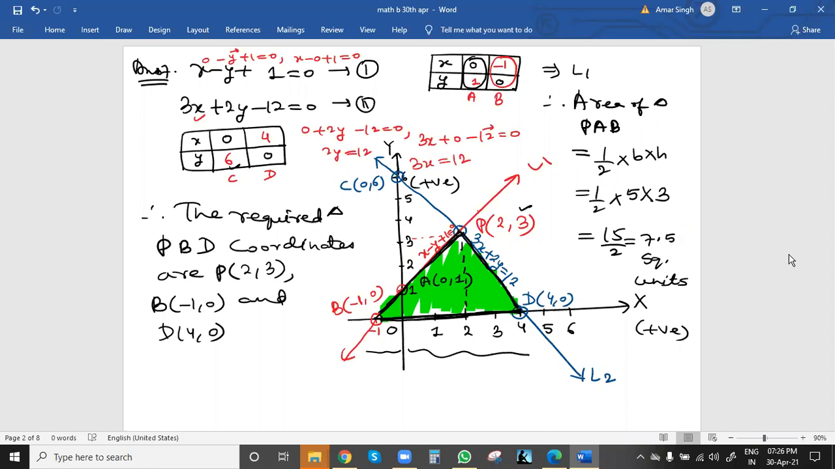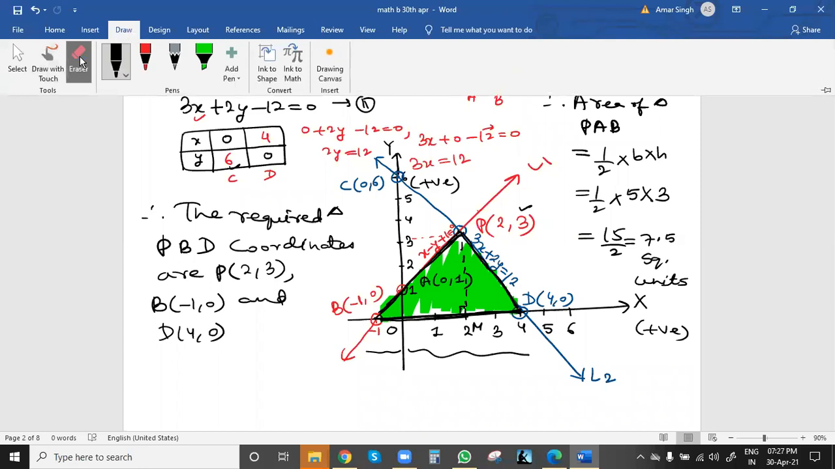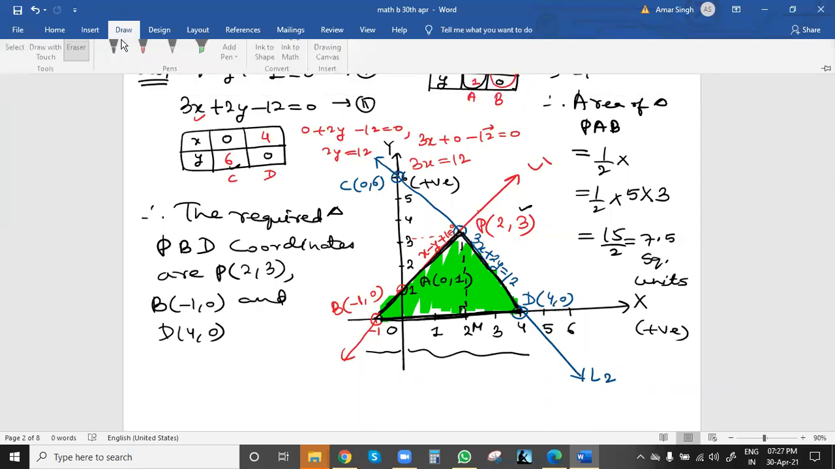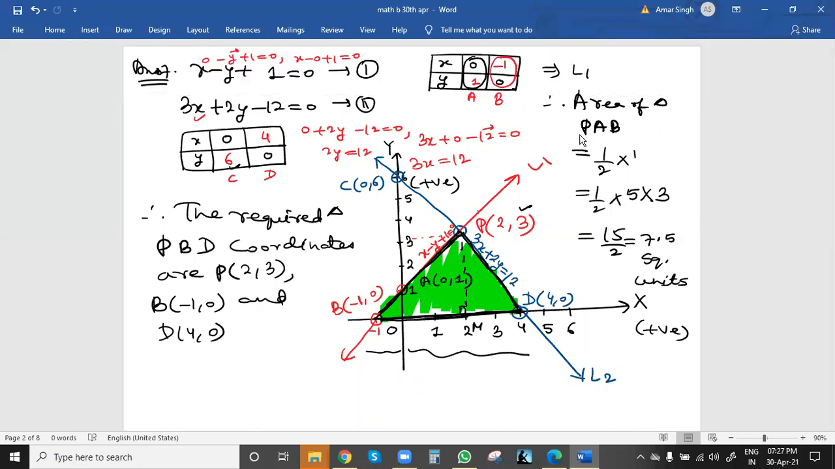Also the area of the triangle will be half into base, base will be BD, height will be PM. We can mark this point as M. This is perpendicular. We can also write half into base into height. Base value BD, height PM. So BD will be total length 5, 4 plus 1, 5. PM will be 3. So 15 by 2, 7.5 square units should be the area.